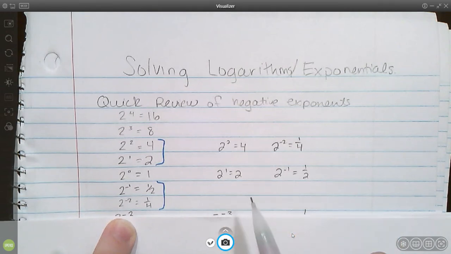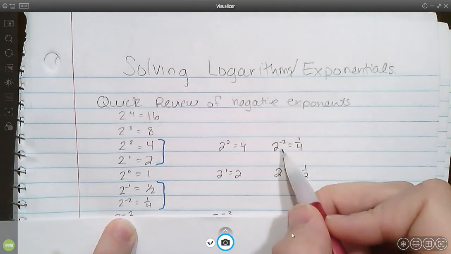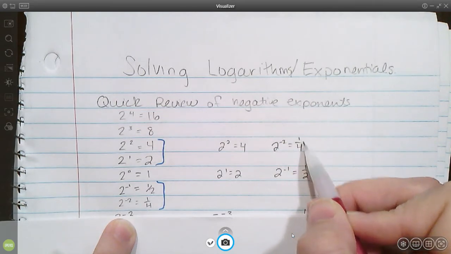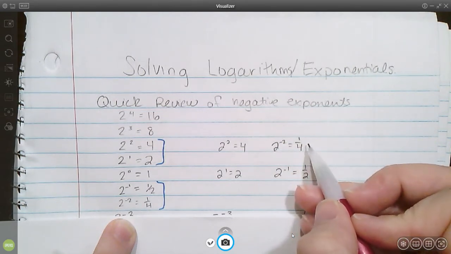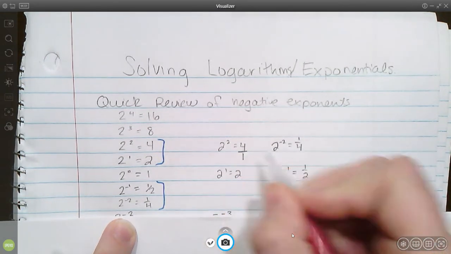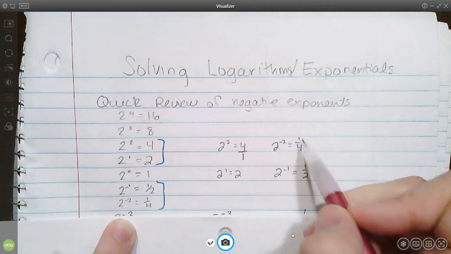So if you have a negative exponent, all it's saying is that you're still going to square this number, but now it's the reciprocal of that. So reciprocal just means you're taking this number, which is technically 4 over 1, and you're flipping it upside down to give you 1/4.